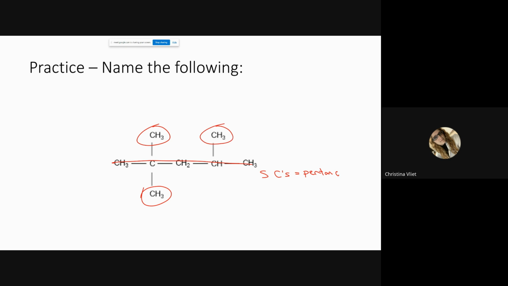If I'm a visual person, I can already see: is this left to right or right to left? More of my groups are on this side, so this must be carbon 1. 1, 2, 3, 4, 5. What are the names of each of my groups? They're all the same type. 2-methyl, 2-methyl, and 4-methyl.